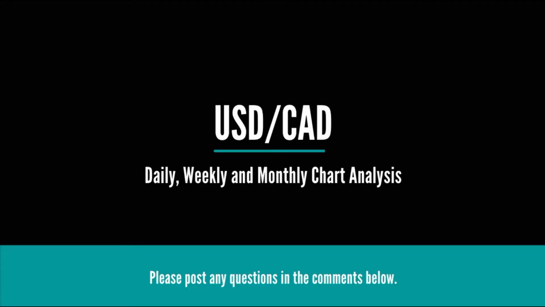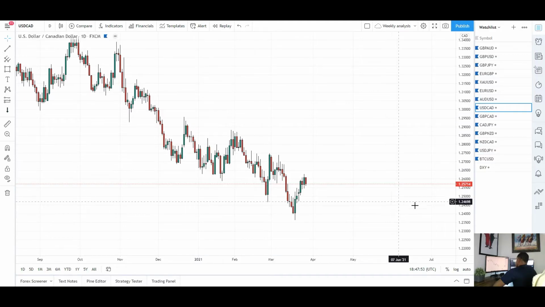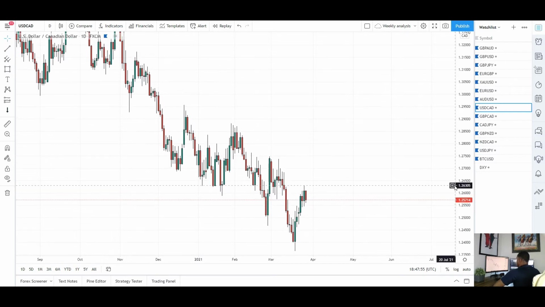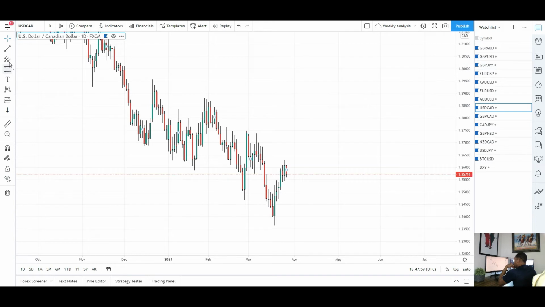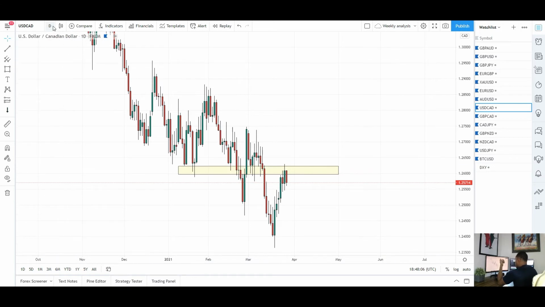And next we've got USD CAD. Okay, so for USD CAD this week, as you can see, we had another continuation to the upside. Price tapped into that 1.26 key level. So if I just draw that in on the daily, a key level of support there in the market, well actually now it's acting as resistance.